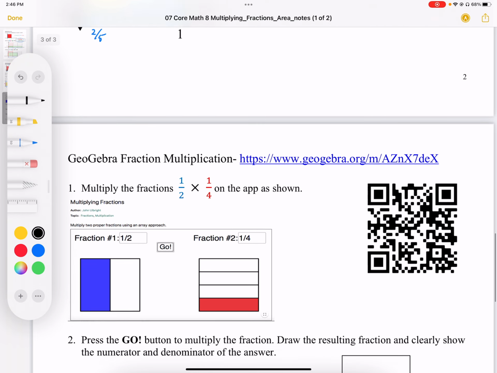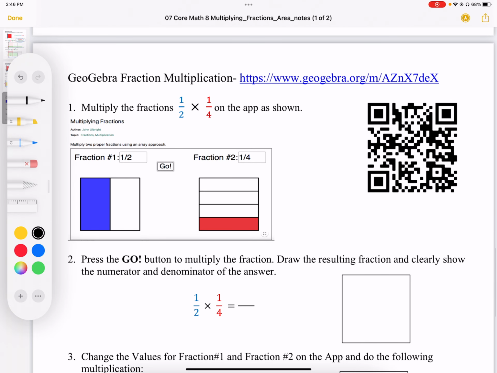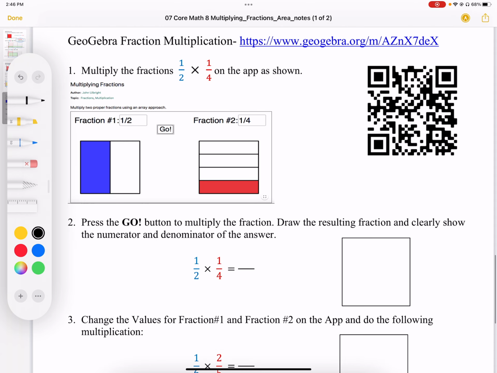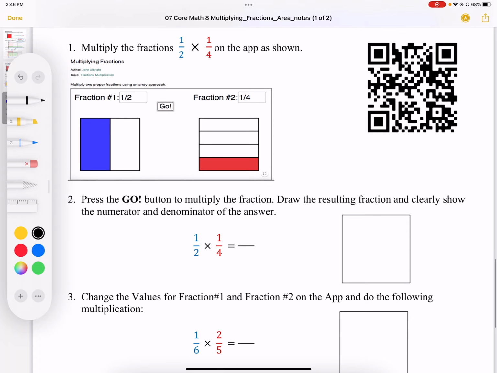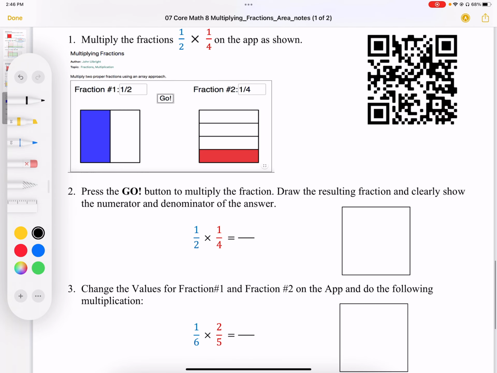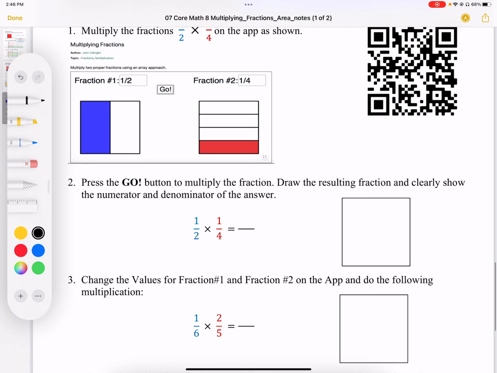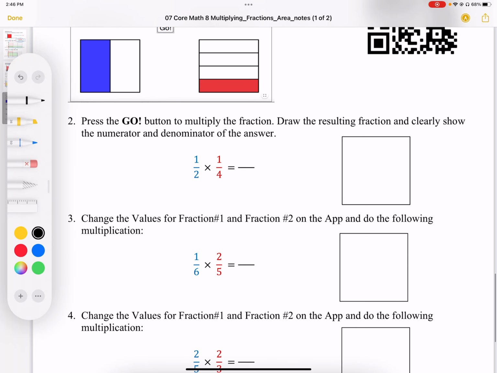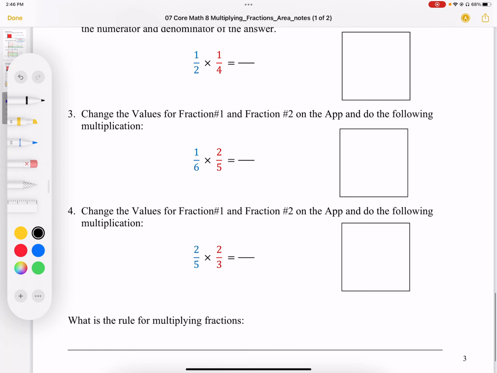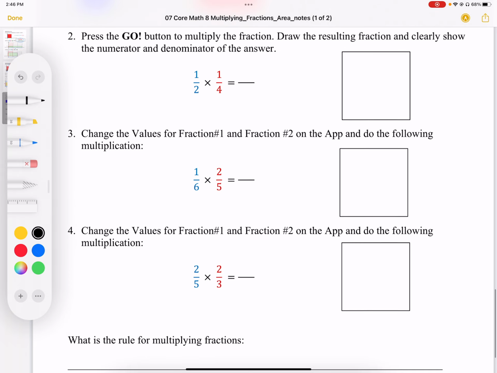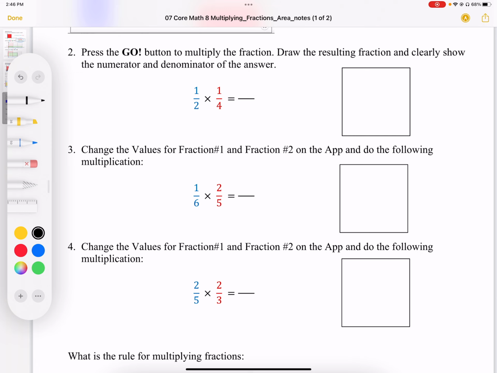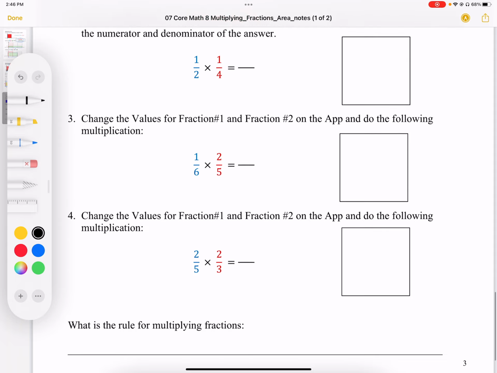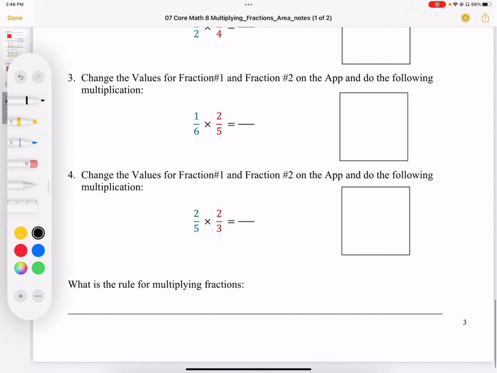For this last part, use that same link, and you're going to show the multiplication of 1/2 times 1/4. Show the result in the square that I provided for you, and show how we can get the top times top, bottom times bottom, and how those parts are generated when we combine those fractions together. There are going to be 3 examples, so you have to change the fraction yourself. So 1/2 times 1/4, 1/6 times 2/5, and 2/5 times 2/3.